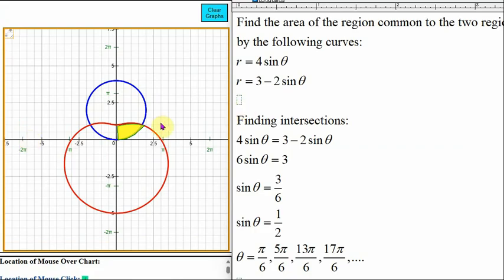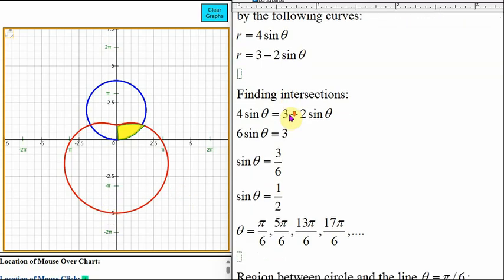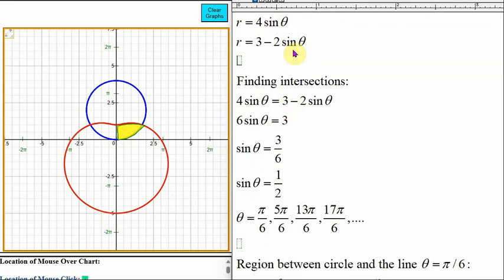The first thing we need to do is find this point of intersection right here, so that we know where to start. Once again, this is the graph of the circle, and this is the graph of the cardioid. To find the intersections, we just set the two equations equal to each other. So we have 4 sine of theta equal to 3 minus 2 sine of theta.